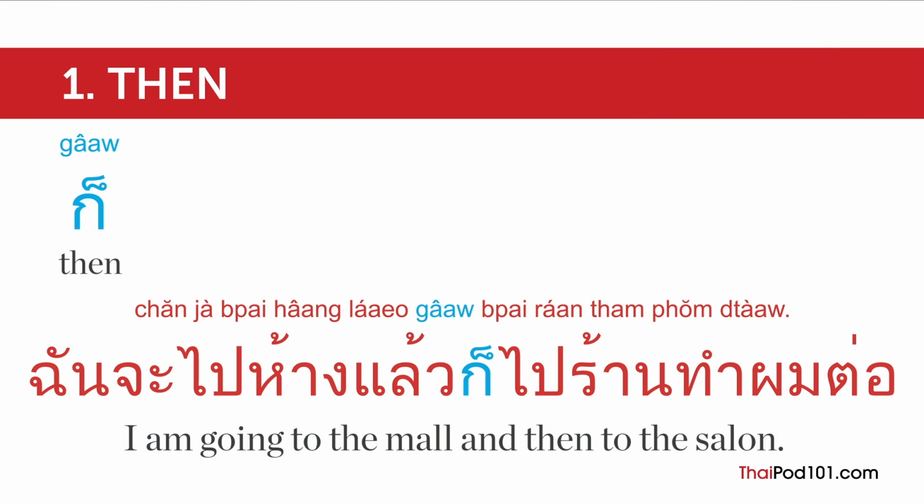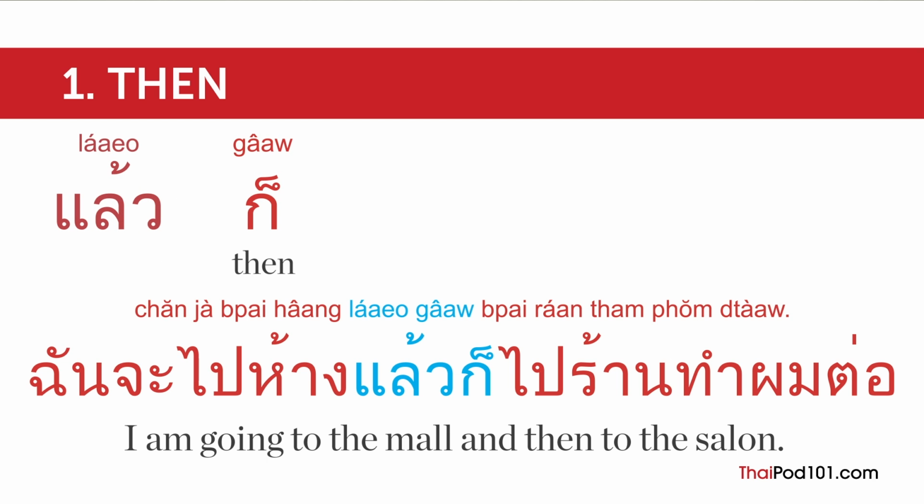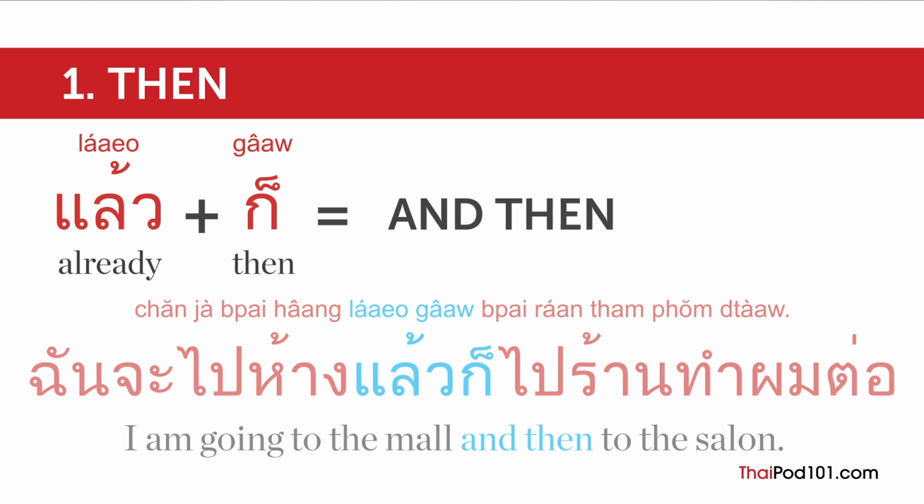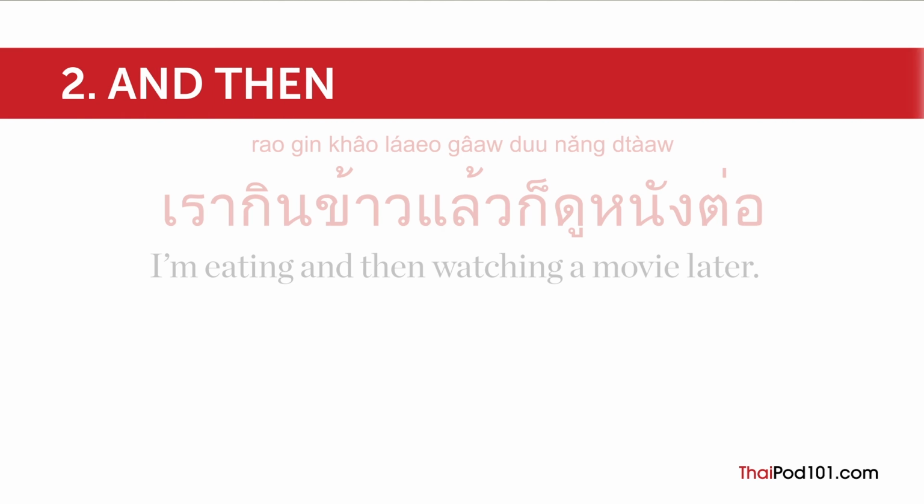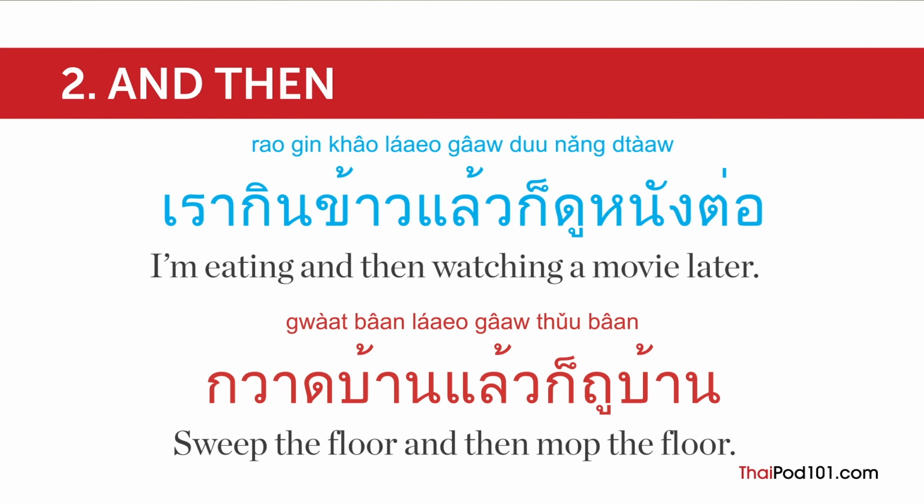This form of ก็ is usually used with the word แล้ว which by itself means already. When แล้ว combined with ก็ the meaning of the phrase changes to and then. Here are some more examples. เรากินข้าวแล้วก็ดูหนังต่อ I'm eating and then watching a movie later. กวาดบ้านแล้วก็ถูบ้าน Sweep the floor and then mop the floor.